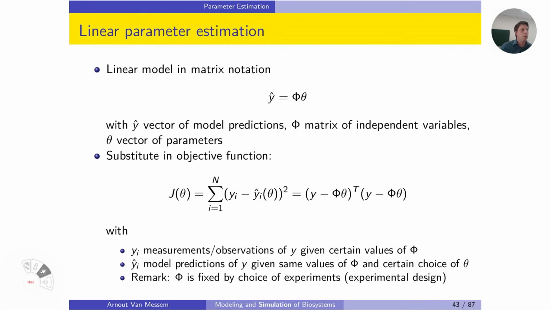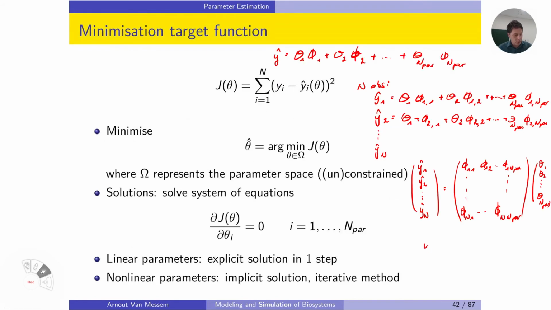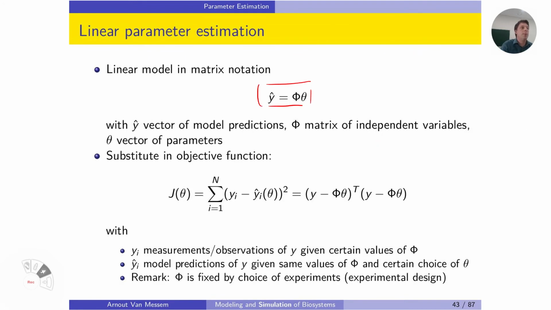So basically this is the reduced version of the matrix notation. Y hat, which is this column vector, is phi times a vector theta. This is the linear model in matrix notation. Y hat is the vector of the model predictions, phi is the matrix of the independent variables, and theta is the vector of the parameters. So phi is completely measured.